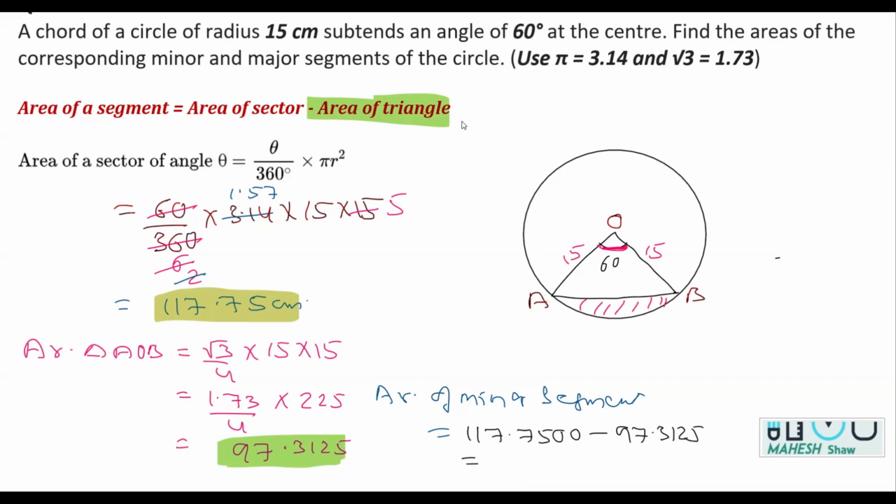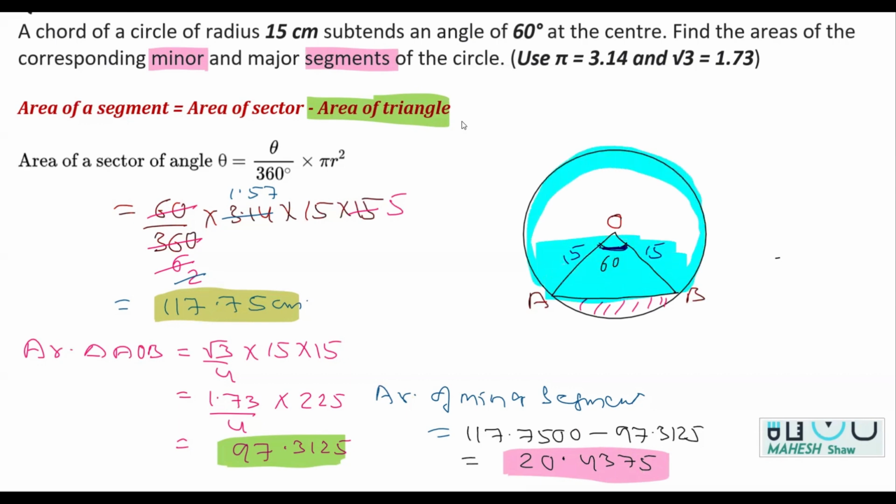So it will come as 20.4375. Right, we got this, and this is the area of this minor segment. Okay, so once we got this, now we have to find the area of the major segment. Now I should show you, the major segment is what? This whole, right?